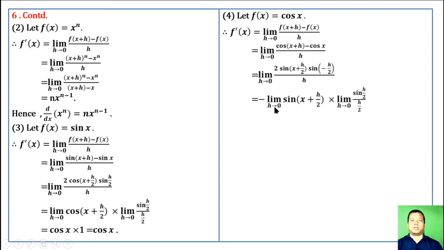Rearrange, we get this limit with minus before the limit, the limit of sin((x+h)/2) as h tends to 0, into the limit of sin(h/2) by h/2. The given function can be rewritten as this, whose limit is, put h equal to 0, we get sin x, whose limit is 1, that is minus sin x. Hence, d/dx of cos x is minus sin x.